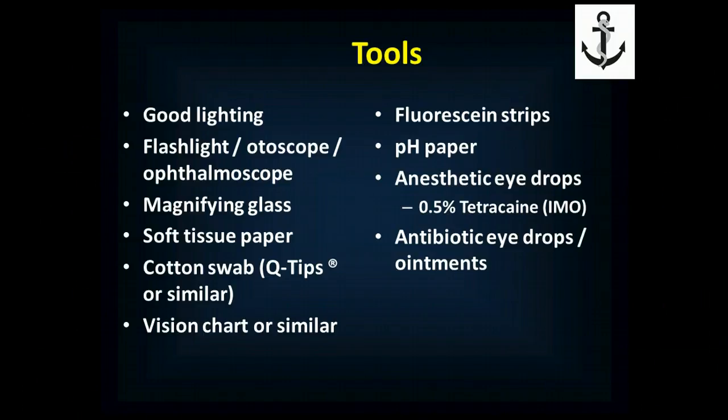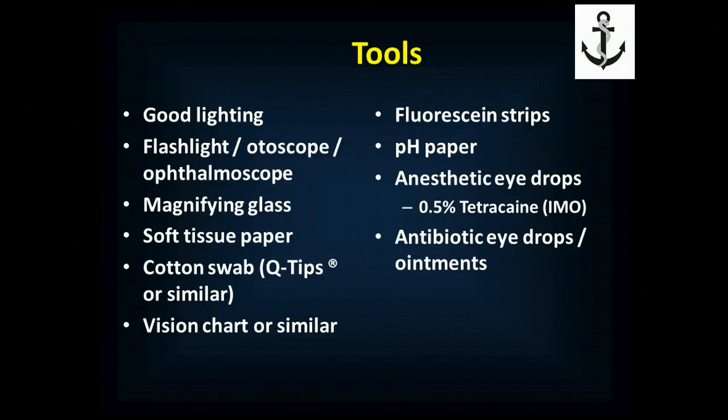What tools do you need to be able to examine an eye? Well, you need good lighting. You need a source of light. You'll always have a flashlight available. You may have an otoscope available. Hopefully you will, because that's the only way you can look in the ears as well and look easily up the nose. Ideally, you might have an ophthalmoscope.